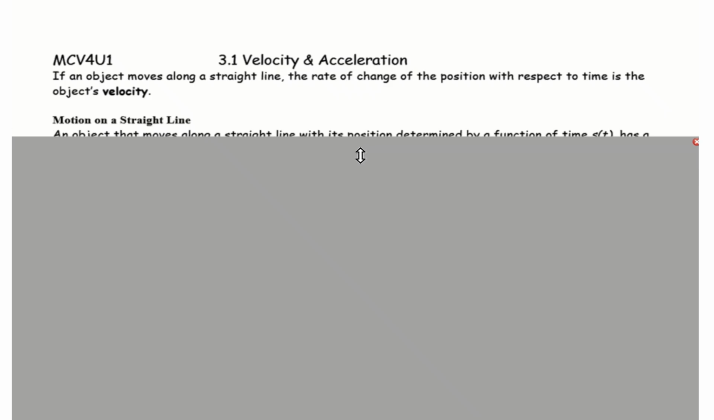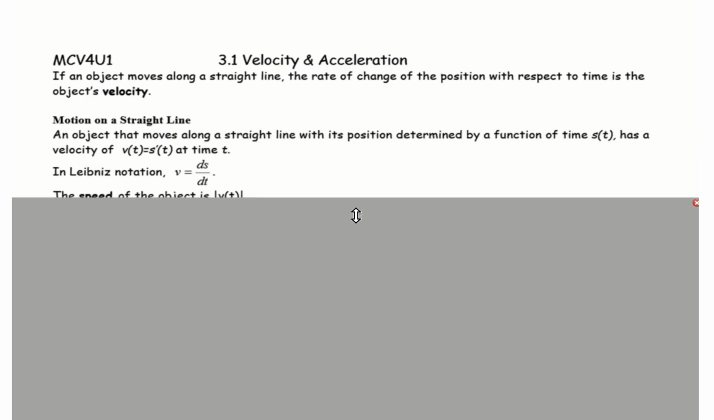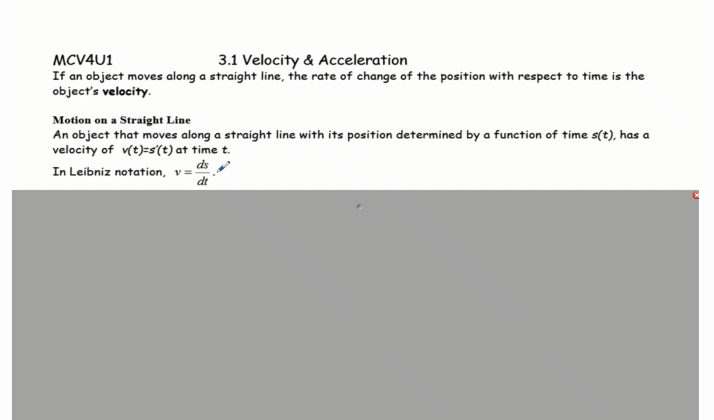So for motion on a straight line, the derivative of the position means the change of the position, which we call displacement. The derivative of displacement with respect to time is velocity. If we have a function s in terms of t, where t is the input and s is the output, then the derivative of the position, s prime of t, is our velocity. This is the definition of velocity.